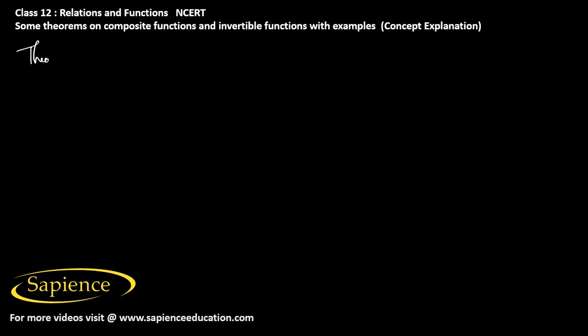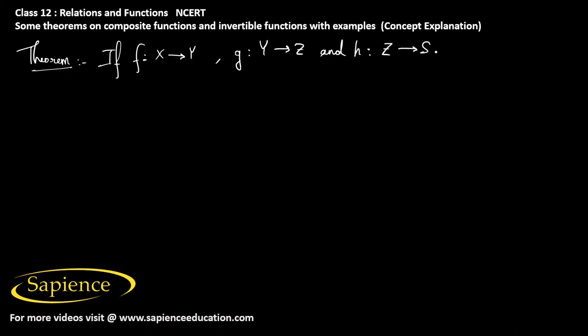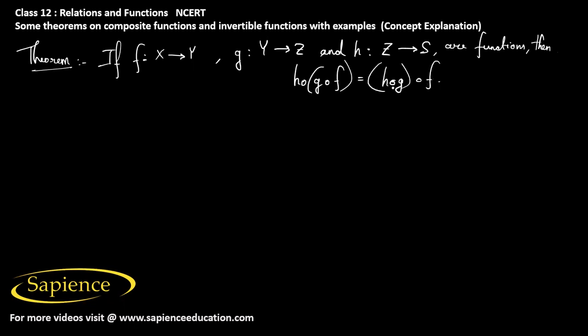So the first theorem on the composite function is that if the function f maps from the set X to the set Y, and g is a function which maps from Y to Z, so Y and Z are two sets, and h is another function which maps from Z to the set S. So these are three functions. Then h∘(g∘f) is equal to (h∘g)∘f.